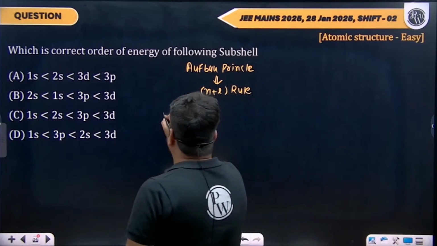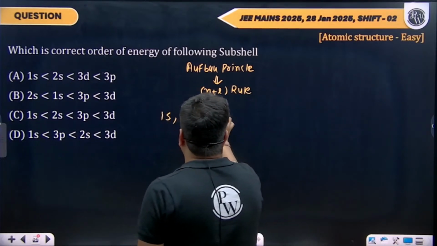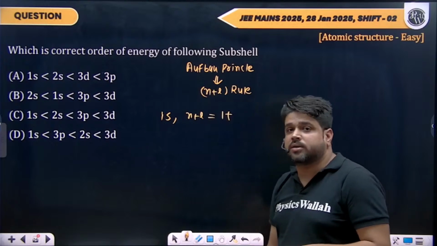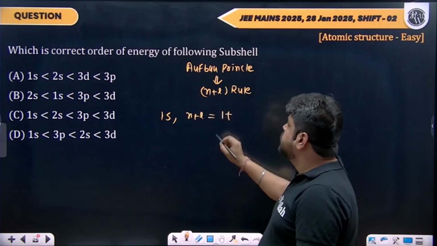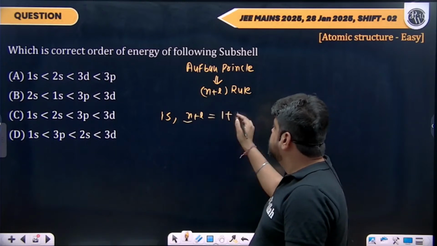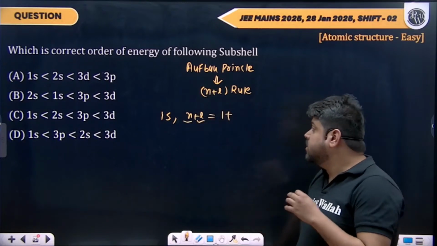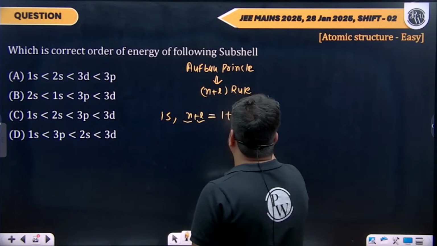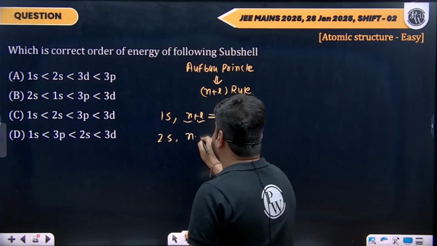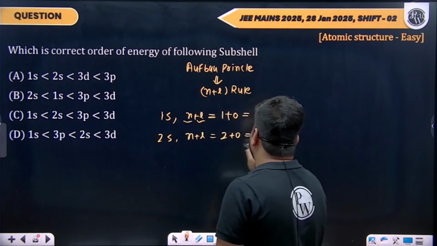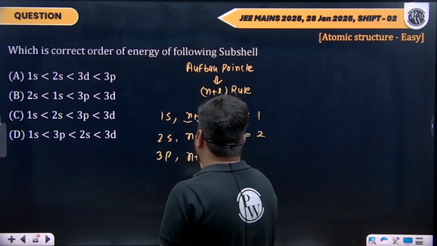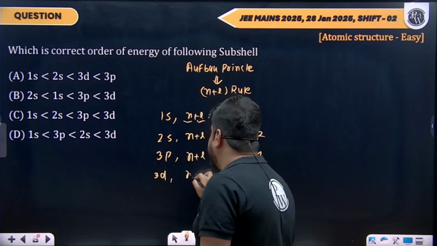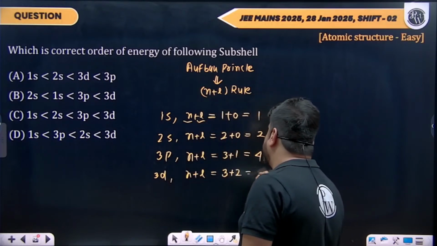Here n is the principal quantum number and l is the azimuthal quantum number. n is the principal quantum number, which shows the orbit number, and l shows the subshell. So for 1s, the n plus l value is 1 plus 0, that is 1, and for 2s, n plus l is 2 plus 0 equal to 2. For 3p, n plus l is 3 plus 1 equal to 4, and for 3d, n plus l is 3 plus 2 equal to 5.